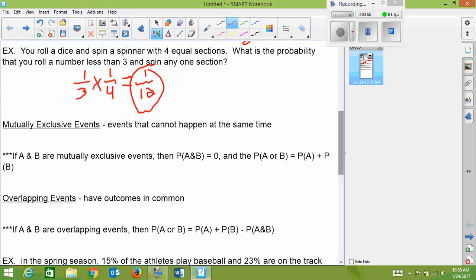The probability of A or B happening, you take the probability of A and add it to the probability of B. You add them together. Find them separately and then add them together.